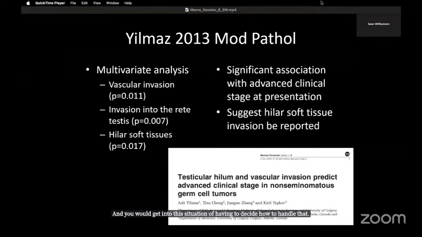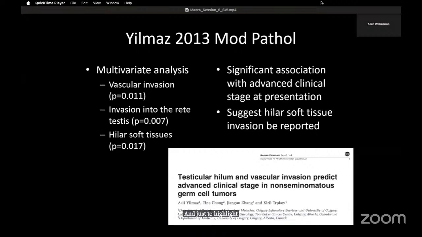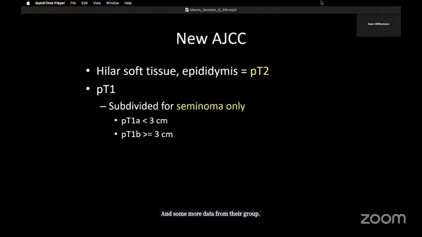Involvement of the hilum and epididymis has been added as another route to pT2 stage in the latest staging system. And just to highlight a couple of studies, this is from the Calgary group, Asli Yilmaz and colleagues, showing that there is an association of testicular hilum involvement with advanced clinical stage presentation. And some more data from their group. And so, as I mentioned, this has been added as T2 in the latest staging system.